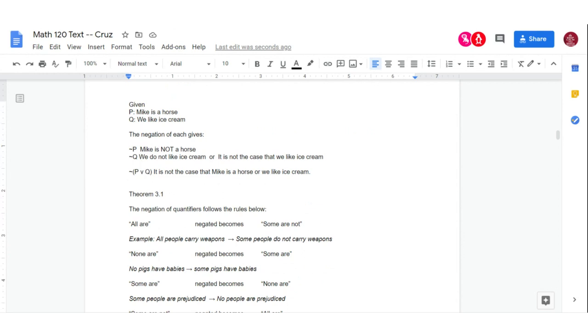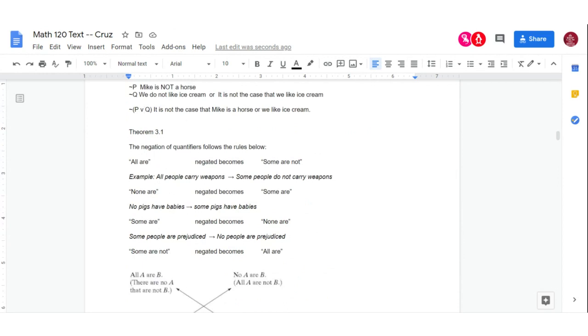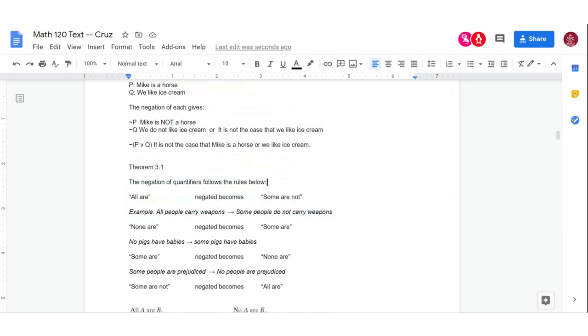All right, now we got to clarify that if we're talking about quantified statements, you got to realize that you don't just throw in a not and it works. Let me show you what I mean. So if we have the quantifier all are, then the negation are some or not. So let me see if I can explain that in that example.